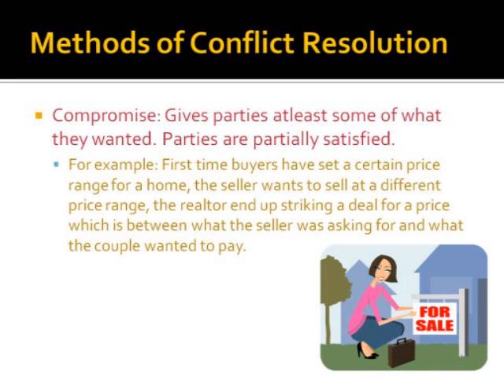Compromise allows for partial satisfaction. For instance, first-time buyers are willing to buy at a certain price range. The sellers are willing to sell at a different and higher price range. The realtor strikes a deal for a price which is between what the sellers were asking for and what the couple wanted to pay.